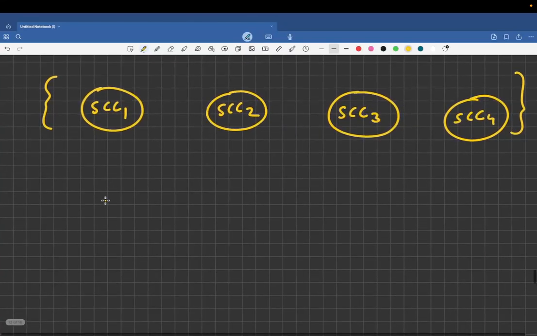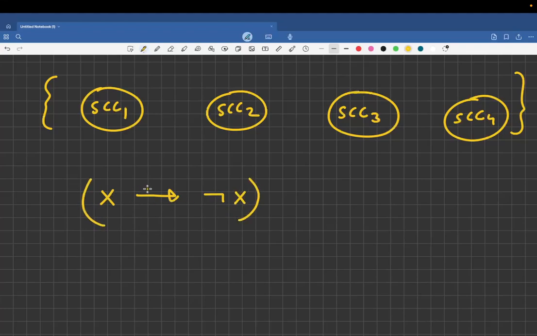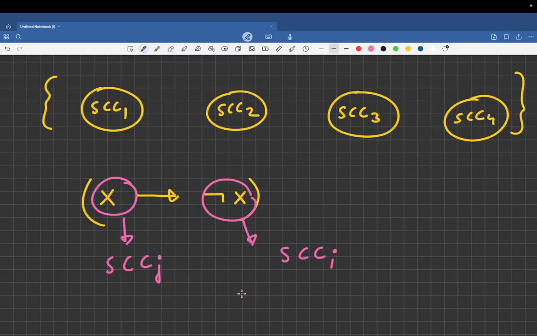And let's suppose I have an edge from, let's suppose, x to not x. That is, x implies not x. Not x is reachable from x. So what I'm sure of is, if not x is part of any strongly connected component i, and x is part of any strongly connected component j, then this value j will definitely be lesser than i. This I am pretty sure of, right?